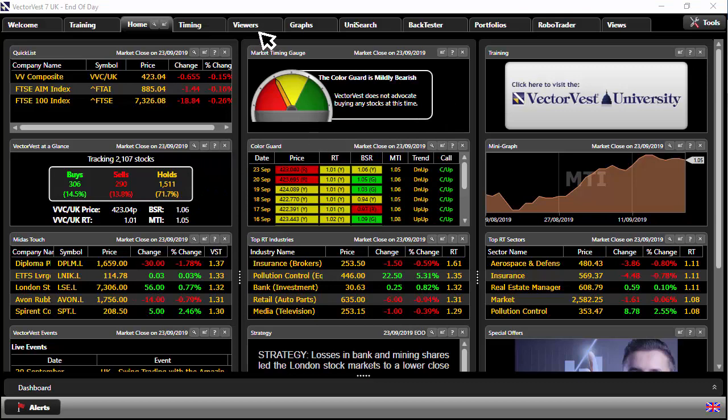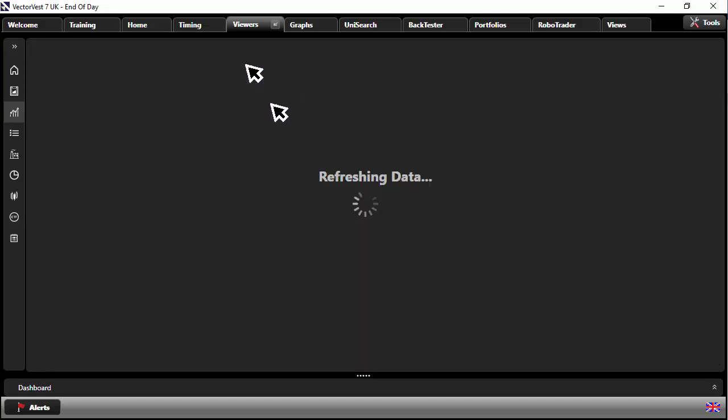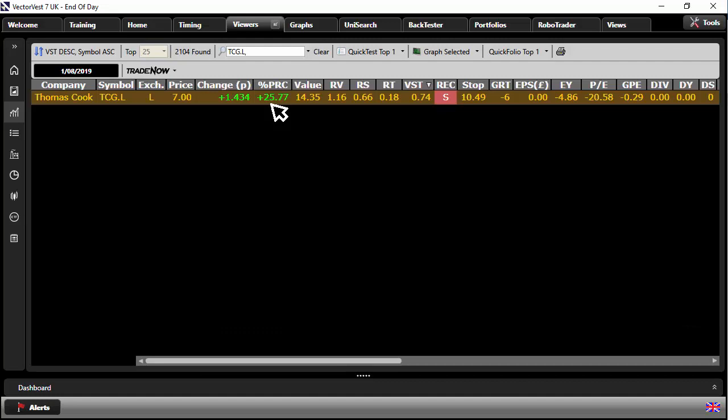And I'm going to move over here to viewers. I'm in stock viewer here, and I'm going to look up Thomas Cook. So I'll type in Thomas. VectorVest will now bring back all the stocks with the name Thomas in it. There it is, Thomas Cook. Ticker code TCG.L. It's on the London Stock Exchange. There we are. I'll select it, and there it is.